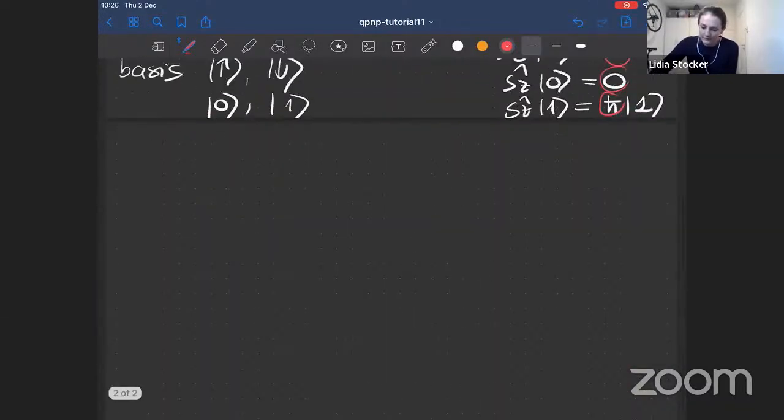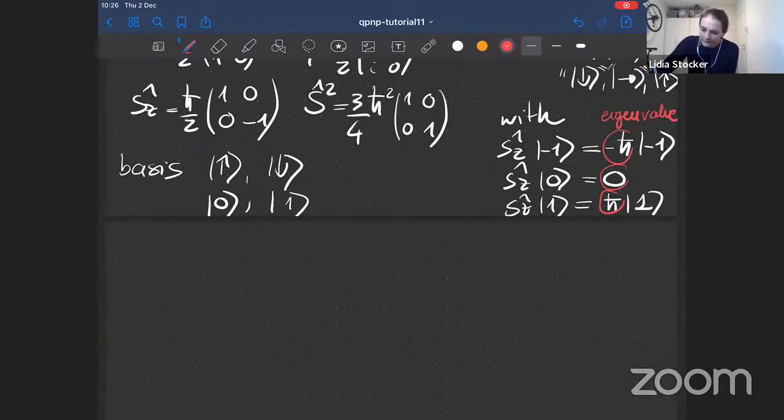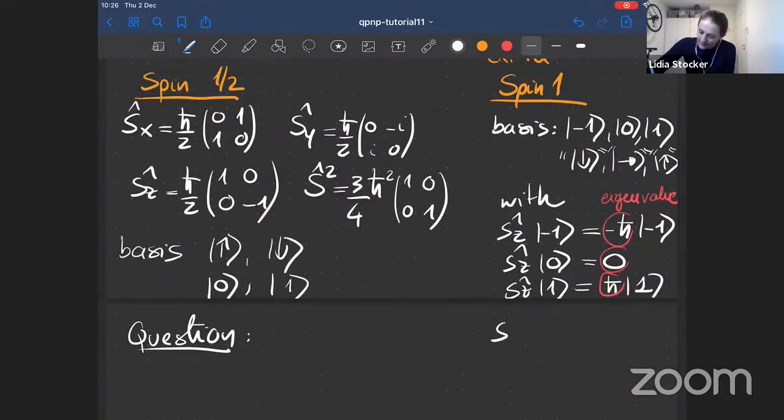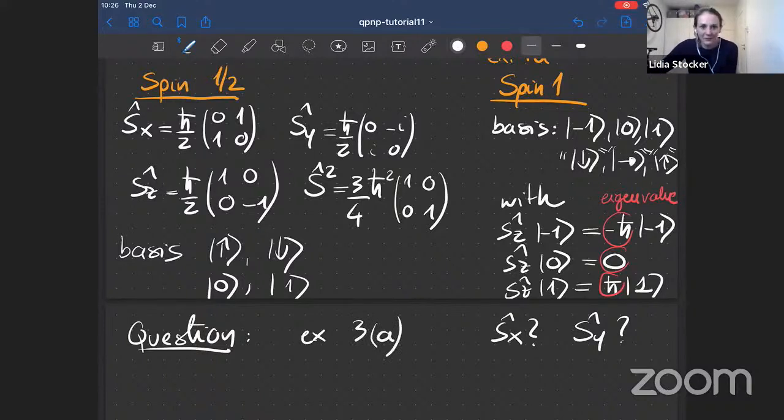Now, what is the question? What do we have for the spin 1 case here? What are the Sx operator and the Sy operator? And this is exercise 3a of this sheet. I wrote it down wrongly, and that's why I was confused.